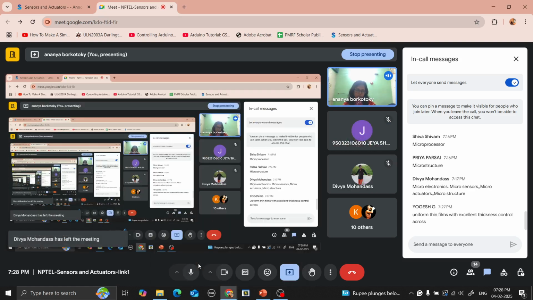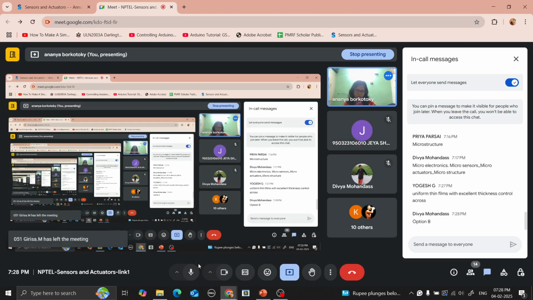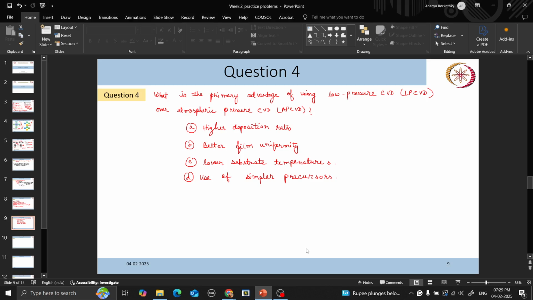Uniform film, okay. Option B. Option B is better film uniformity. And why do you think that is the answer? The answer is correct. LPCVD system gives better film uniformity compared to APCVD, but why?